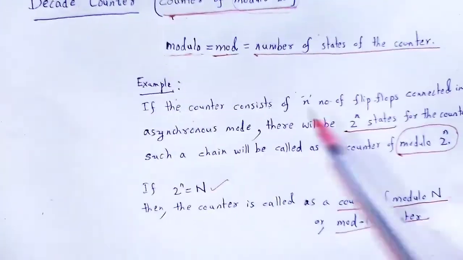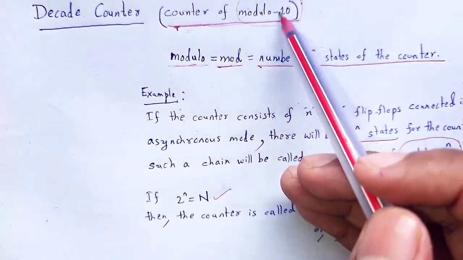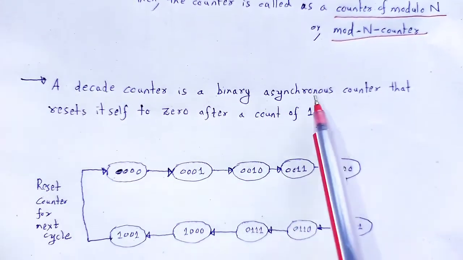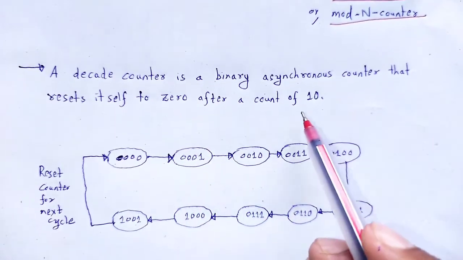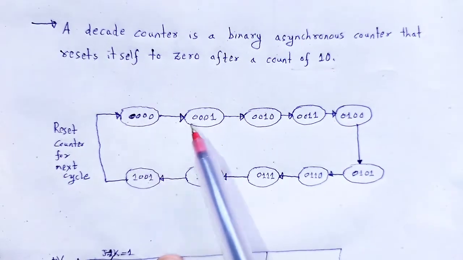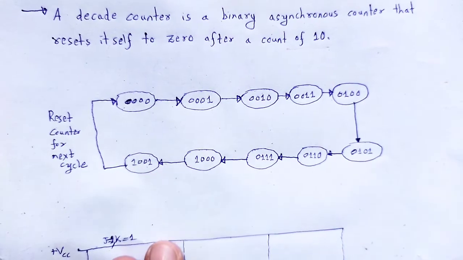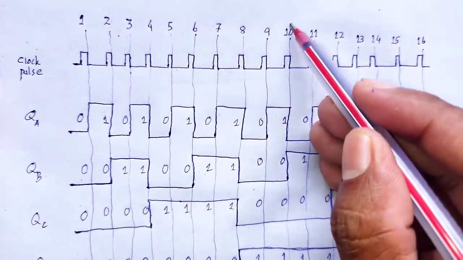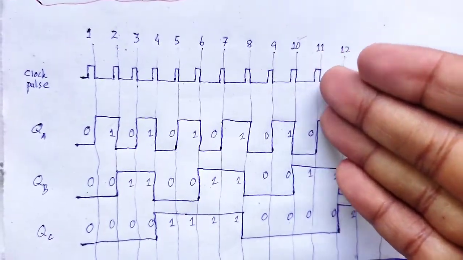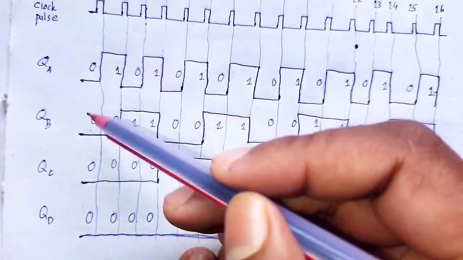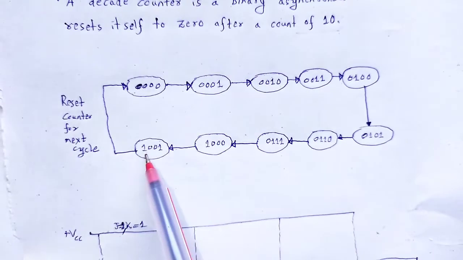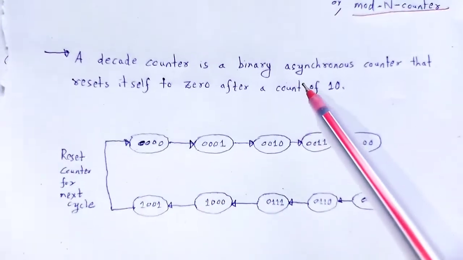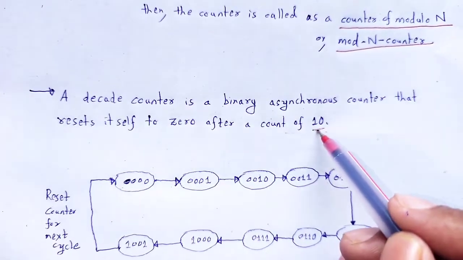On that way, we say decade counter, counter of modulo 10. A decade counter is a binary asynchronous counter that resets itself to 0 after counting 10. This is the state 0000. It continues to 1001. But after counting that number 10, it again starts counting from 0000, so it resets for the next cycle. Therefore, that name is the decade counter, and it counts up to 10.